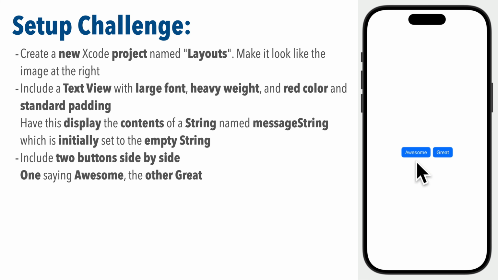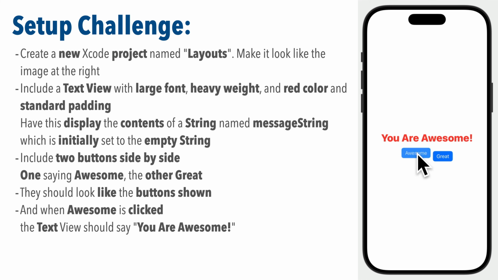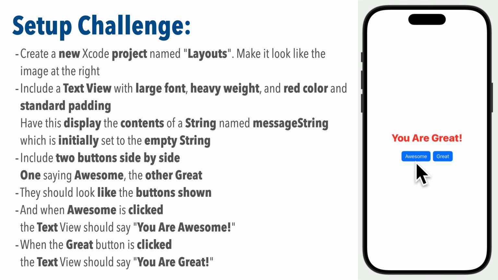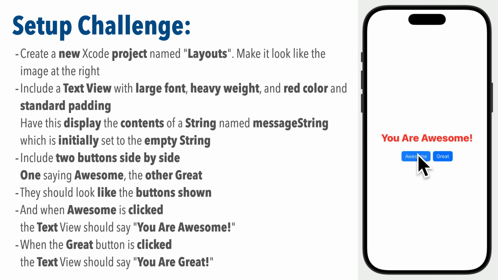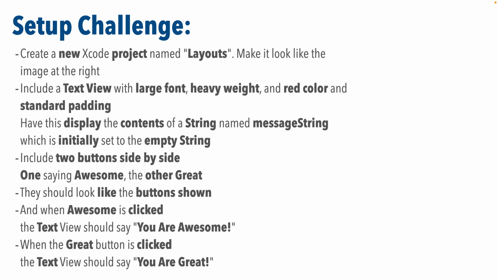Also include 2 buttons side by side, one saying awesome, the other saying great, and they should look like the button shown. And when the awesome button is clicked, the text view should say you are awesome, and when the great button is clicked, the text view should say you are great. So why don't you pause, give this a shot, it should be really easy for you at this point, and then resume, we'll compare answers, and continue with big learning.